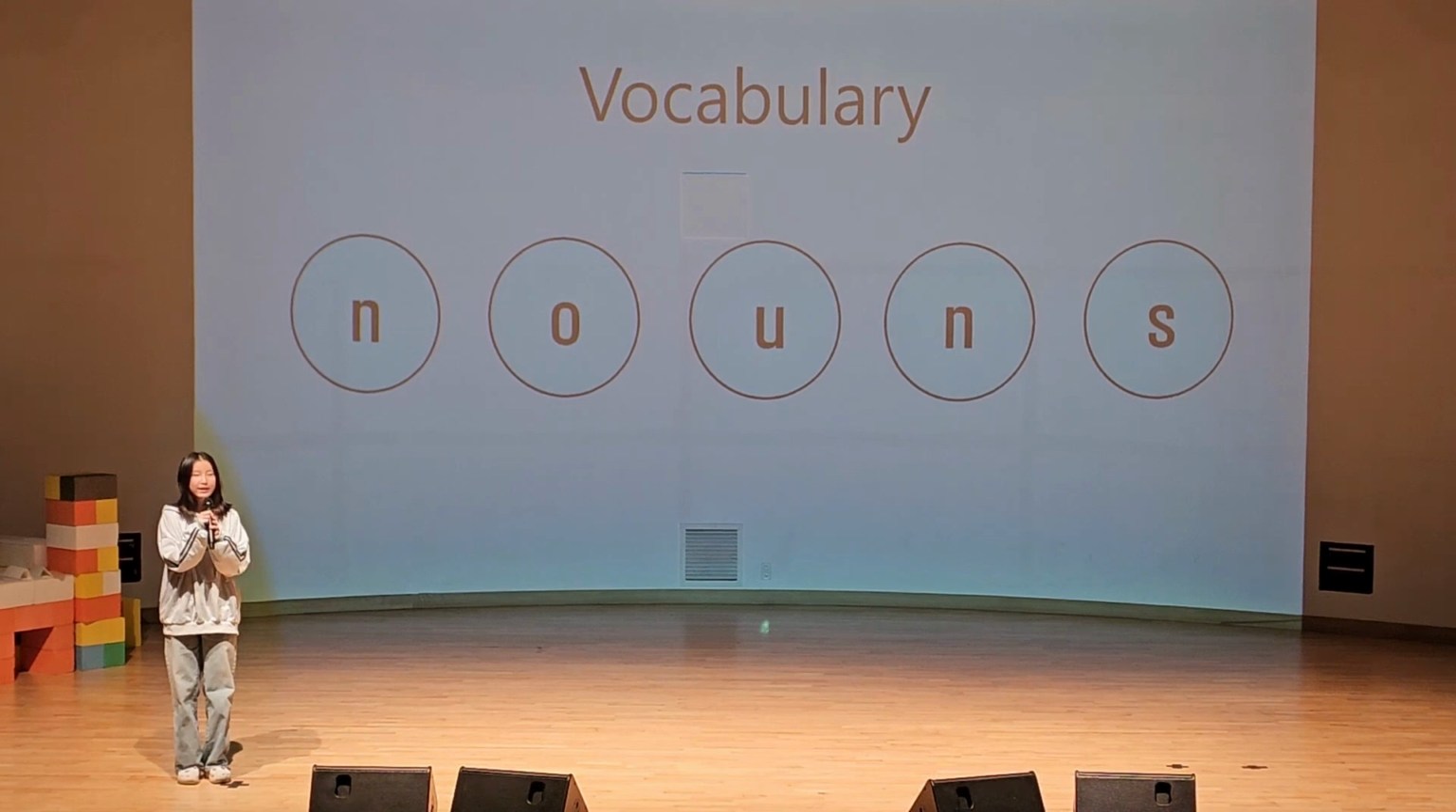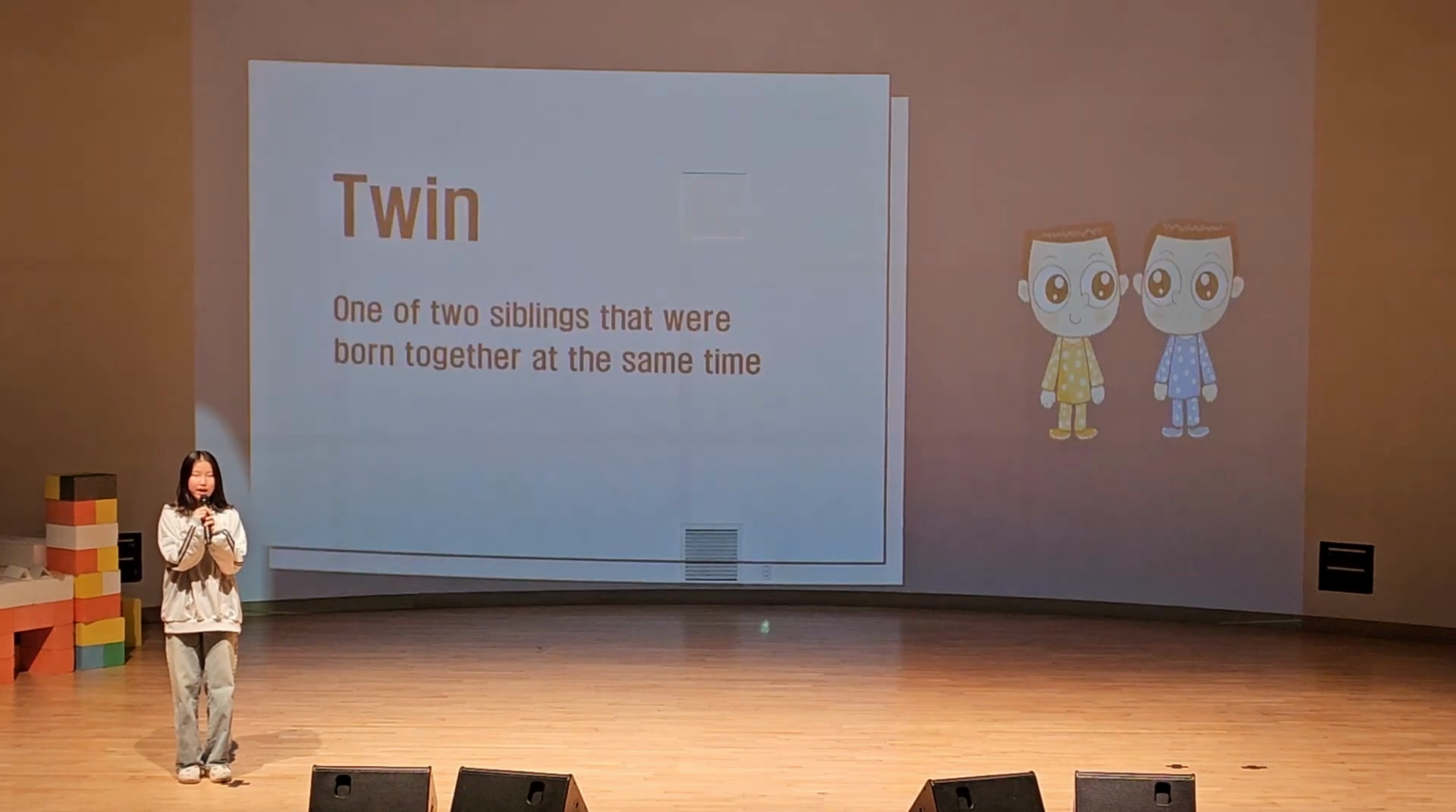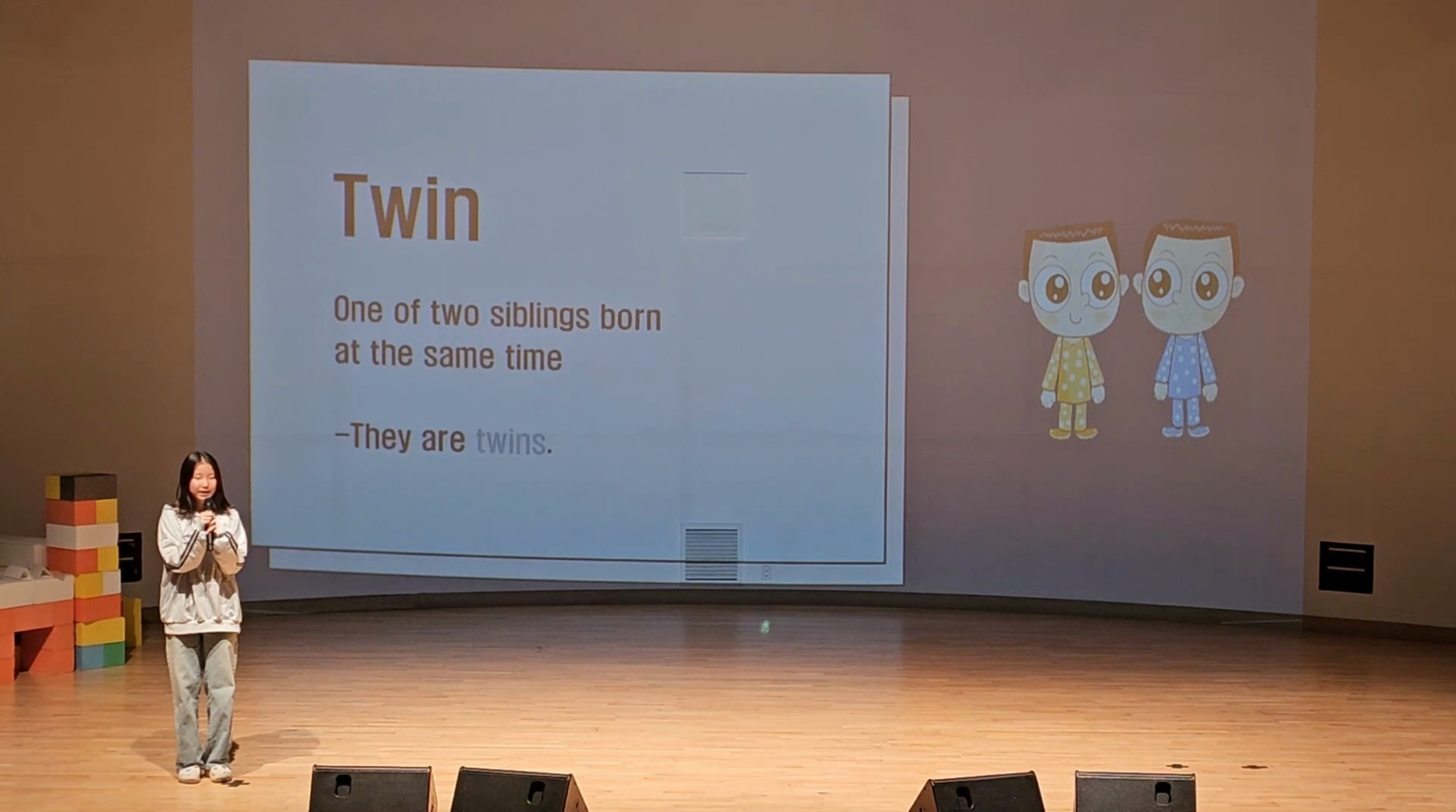Let's start by exploring some vocabulary words. Nouns first. Nouns are words that name people, places, or things. Our first word is twin. A twin is one of two siblings born at the same time. For example, we would say, they are twins.